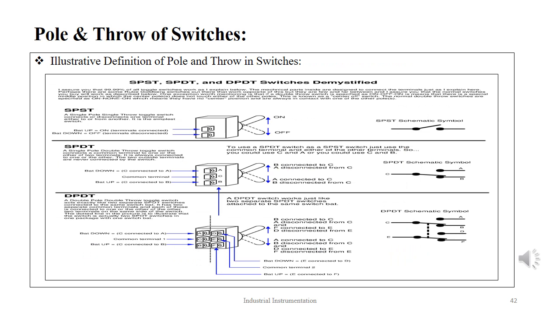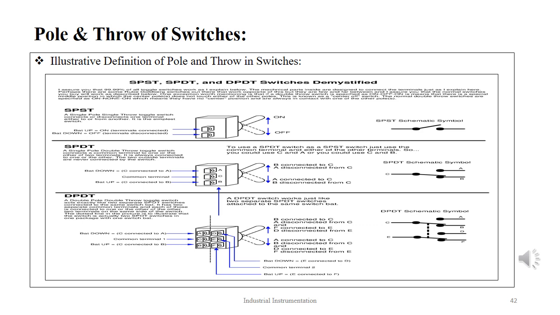A single pole single throw toggle switch connects or disconnects one terminal to or from another. It is the simplest switch. A single pole double throw toggle switch connects a common terminal to one or the other of two terminals. It is always connected to one or the other. The two outside terminals are never connected by the switch.